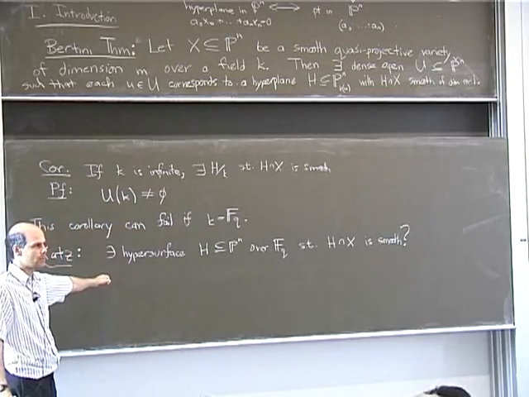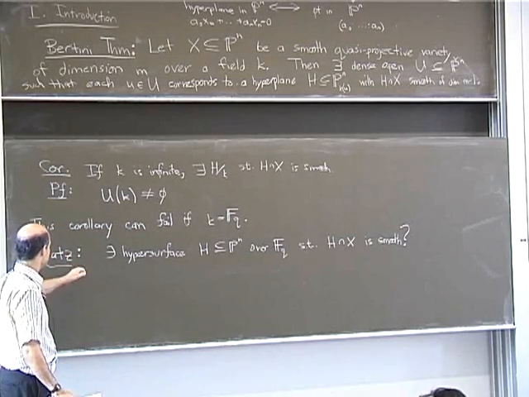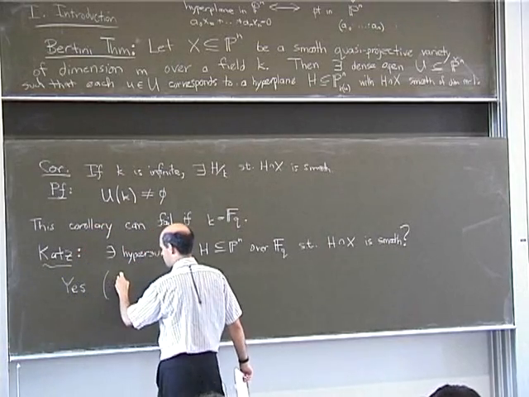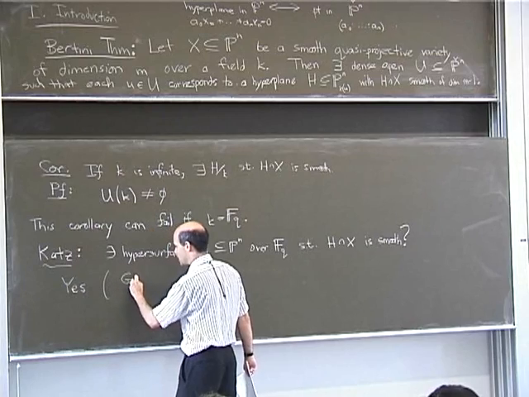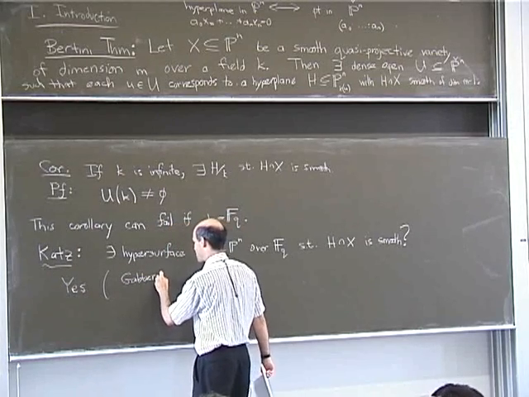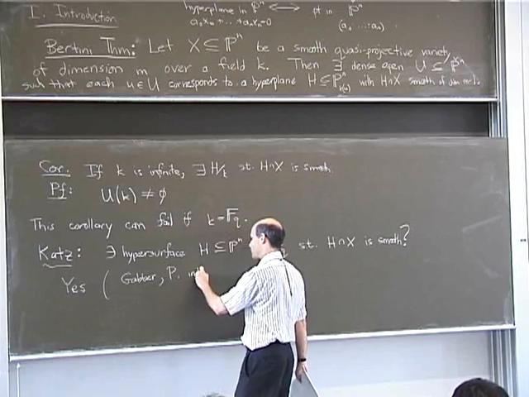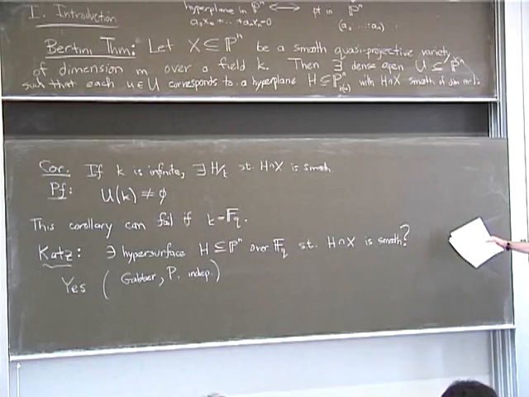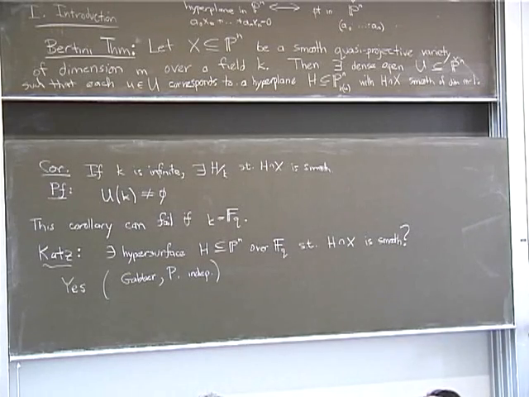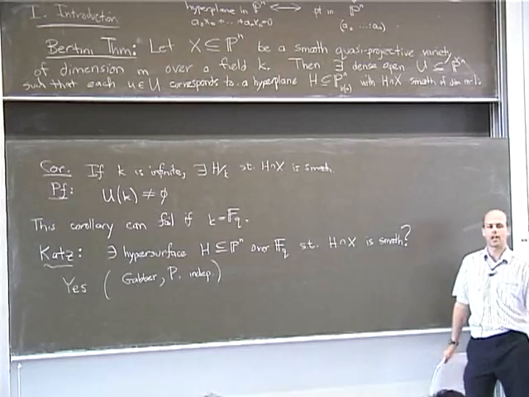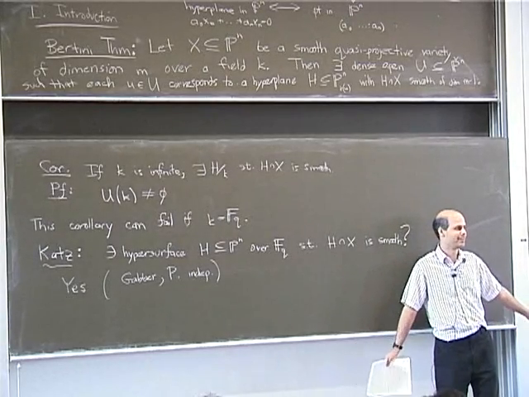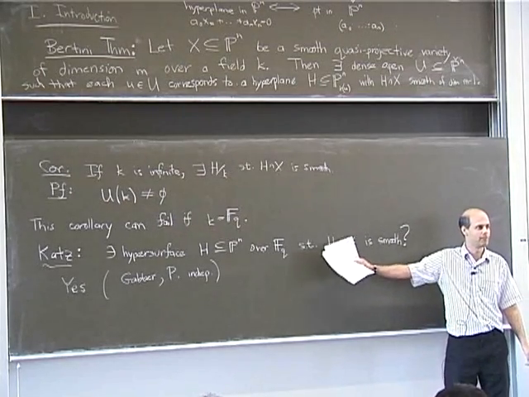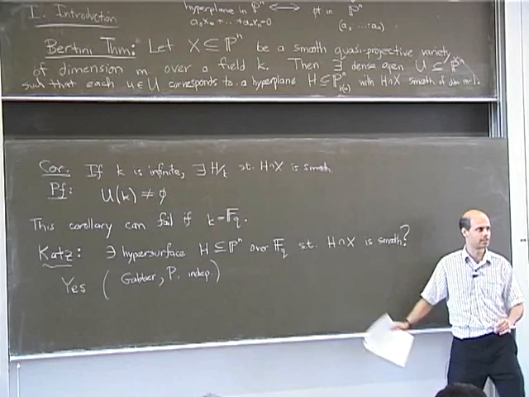And this is one of the theorems I'm going to prove. The answer is yes, and this was proved by me and also independently by Ofer Gabber. What I'm going to prove is a lot more. Not only does there exist such a hypersurface, but if you choose a hypersurface at random, I'll make sense of what that means, then it has a positive probability of being good, in the sense that its intersection with X is smooth.